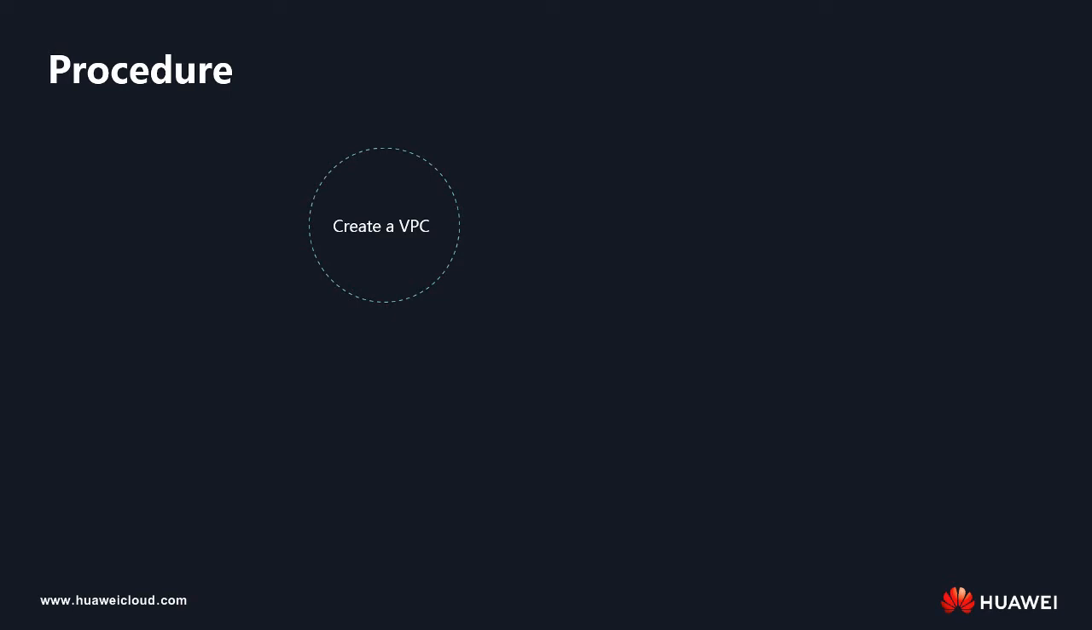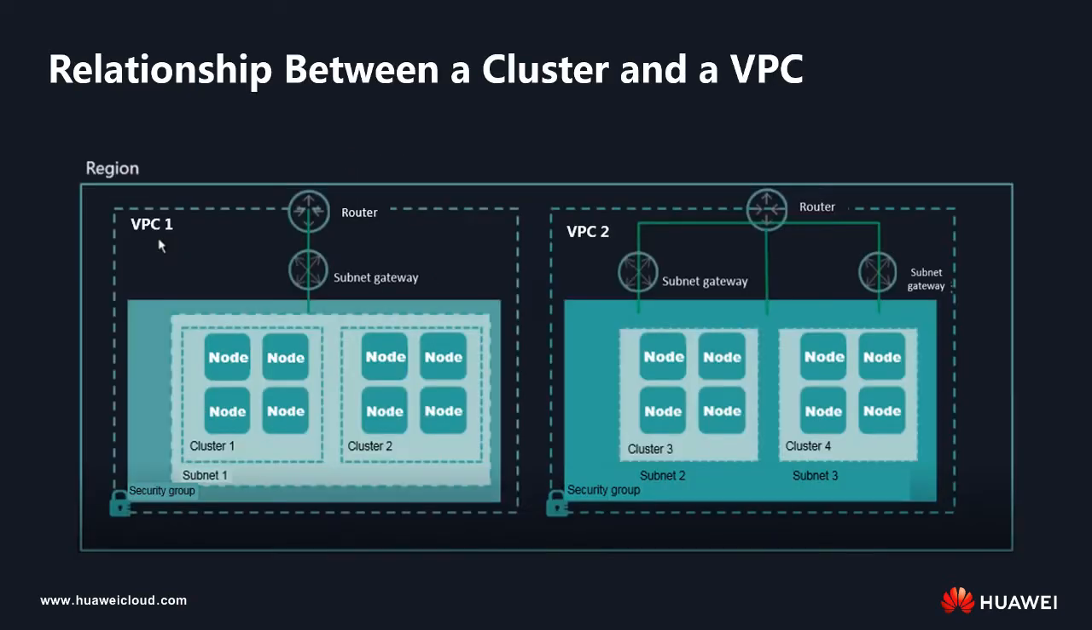Firstly, we need to create a virtual private cloud, VPC, which serves as a secure private LAN on the public cloud, as shown in this figure. A VPC contains multiple subnets. A subnet holds one or more clusters, and a cluster contains multiple nodes.